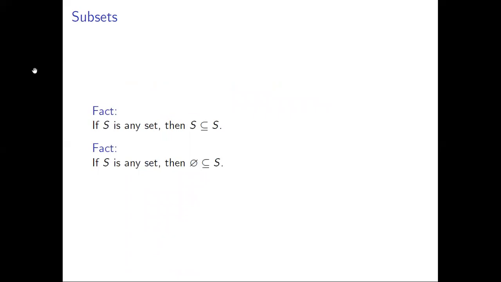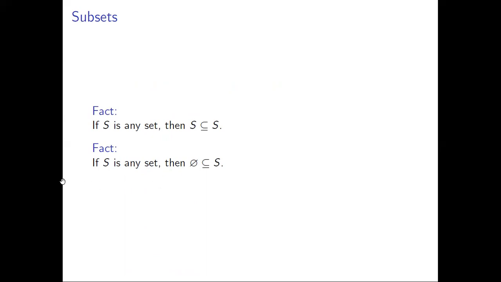Okay, so here are two facts which I mentioned in the previous slide. The first fact is, if S is any set, then S is a subset of S. In other words, every set is a subset of itself. And why is that the case? Well, the definition of subset says that one thing is a subset of something else if everything on the left is also found on the right. Well, everything in S is also found in S because it's the same thing. So every element on the left is also found in the set on the right. Therefore, S is a subset of S.